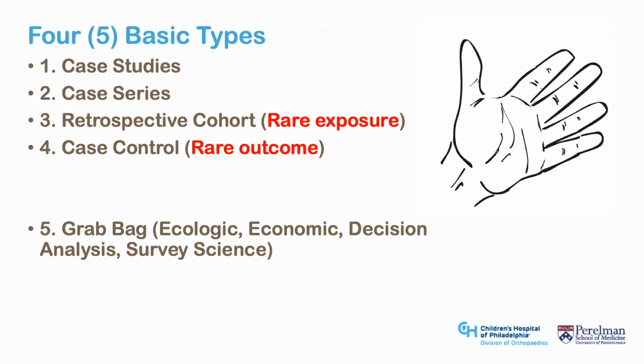As discussed in Module 1, there are 5 basic types of retrospective studies: case studies, case series, retrospective cohorts, case controls, and a grab bag of other studies such as ecologic studies, economic studies, decision analyses, and survey science. For each of these, a data source is needed, and selection of that data source is critically important to minimize bias contributed by the data source itself.